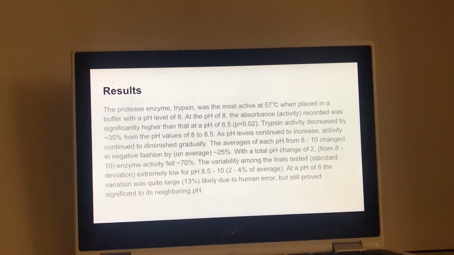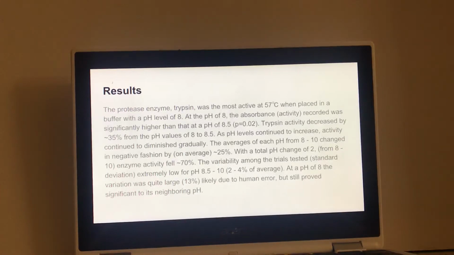It gradually decreased, but it did not stop. The activity of trypsin was slowly diminishing by about 25% every time we go from either side of the pH spectrum, but it did not stop. The standard deviation was very large at pH 8. It was about 13%, and the other pHs were about 2% difference.